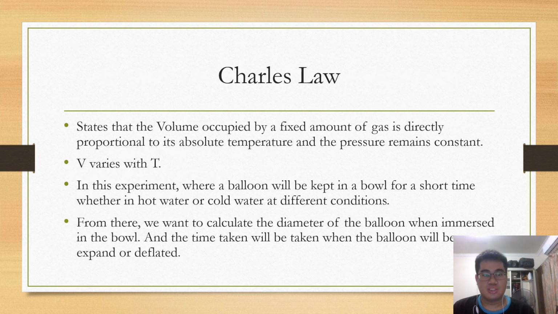Charles's Law states that the volume occupied by a fixed amount of gas is directly proportional to its absolute temperature when the pressure remains constant, and the volume varies with T.